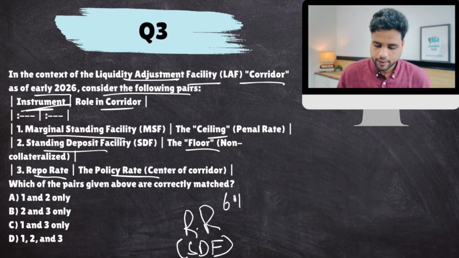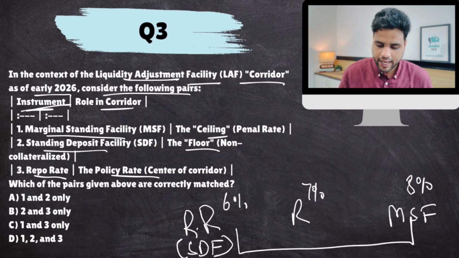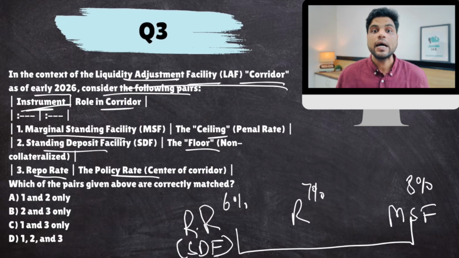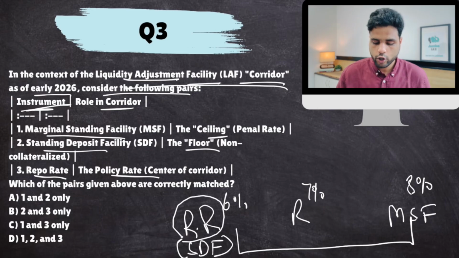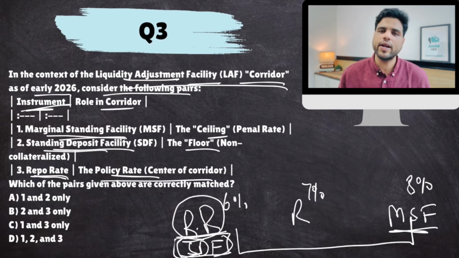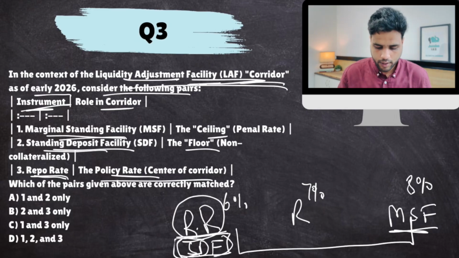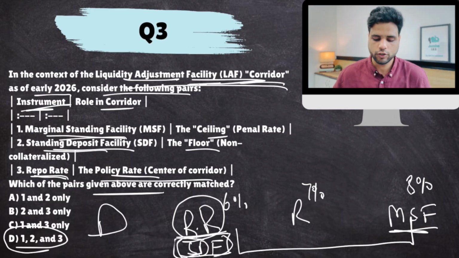Let's suppose this is 6%. Repo rate is 7%. And marginal standing facility rate is 8%. Now this corridor, 6 to 8%, is known as the LAF corridor or policy corridor. Earlier, the floor of this corridor, the lower limit, was reverse repo, but this was replaced with standing deposit facility rate. So today the floor is SDF. MSF is the ceiling, the upper limit, and repo rate lies somewhere in the middle. This is the LAF corridor which you should remember. So always remember from SDF to MSF with repo rate somewhere in between. So all are correctly matched.